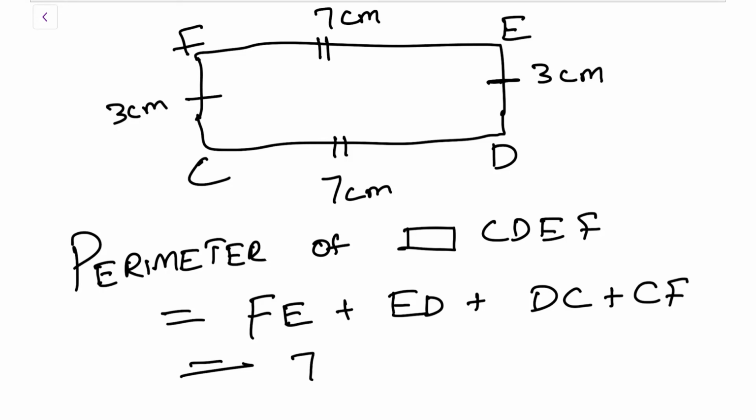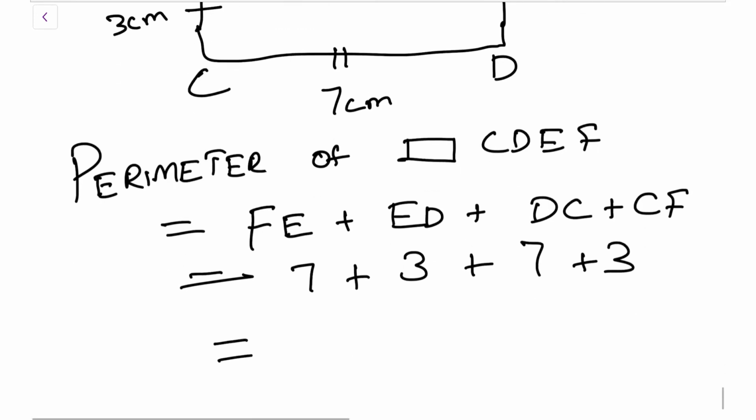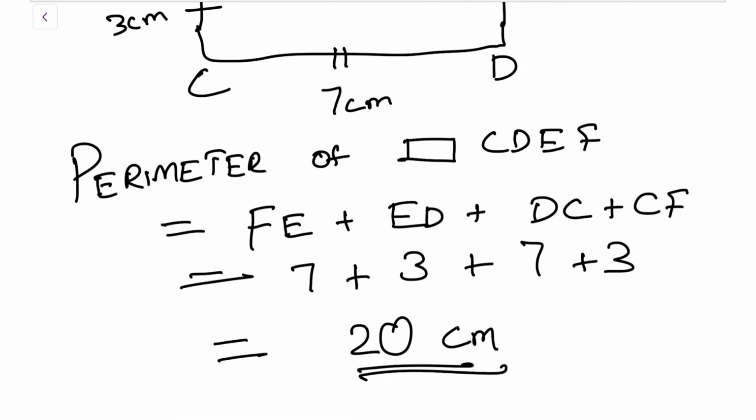So FE is 7 plus 3 plus 7 plus 3. Opposite sides are equal. Remember, if you add this up, you get 20. And what do you write the units as? Centimeter. This is how you can find the perimeter of a square, rectangle or a triangle. Easy, right? Alright, now let's look at patterns.